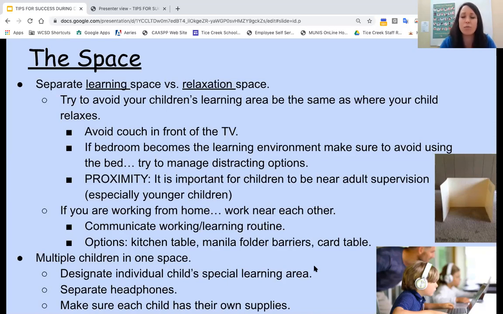But if that is their relaxation space and their learning space, it makes it hard because it's all just jumbled and combined. So if you can think about if it has to be their bedroom, avoiding their bed. Because one, I think about trying to organize on your bed seems a little bit difficult. And two, that's where they're supposed to be restful, right? And stress-free and not having to think about what's coming up for school.